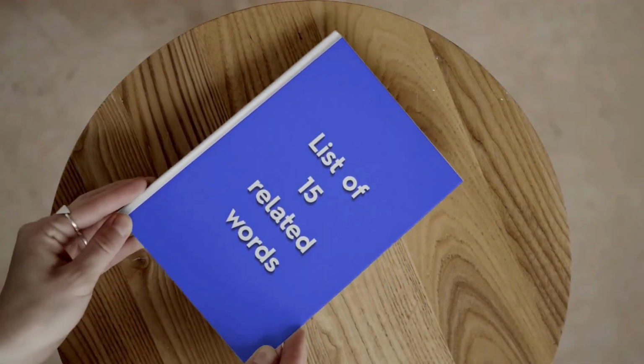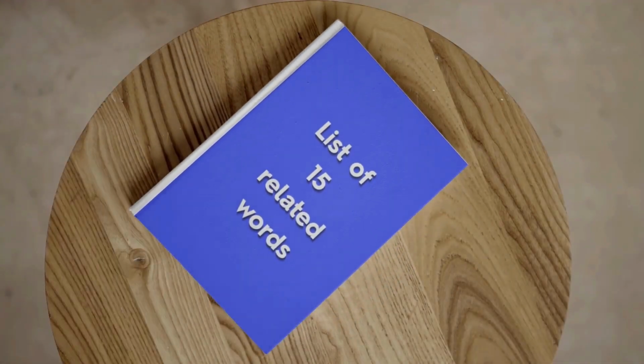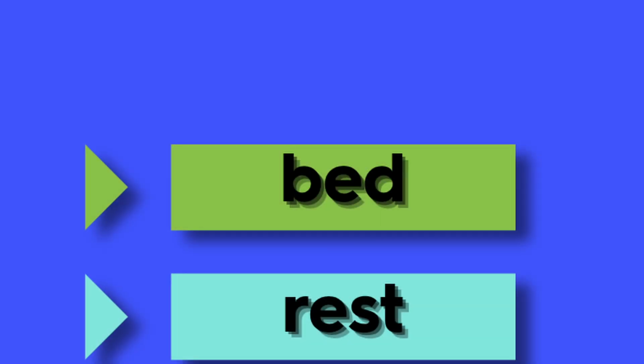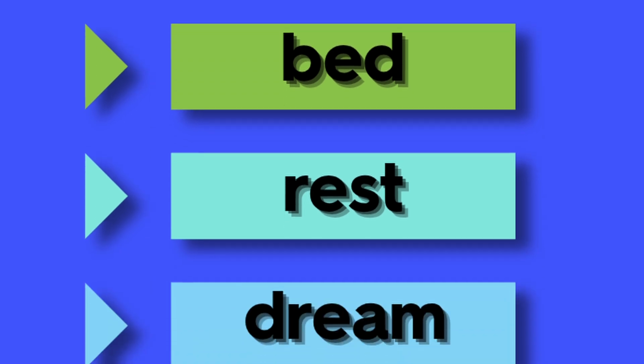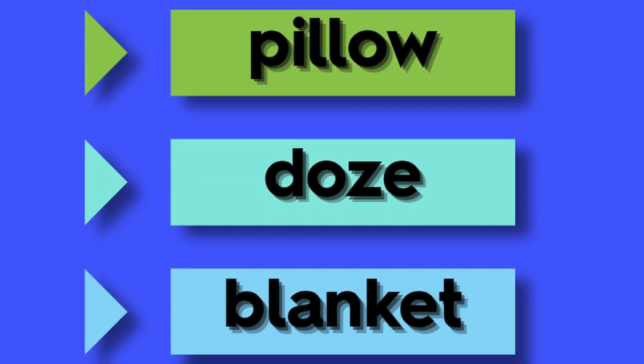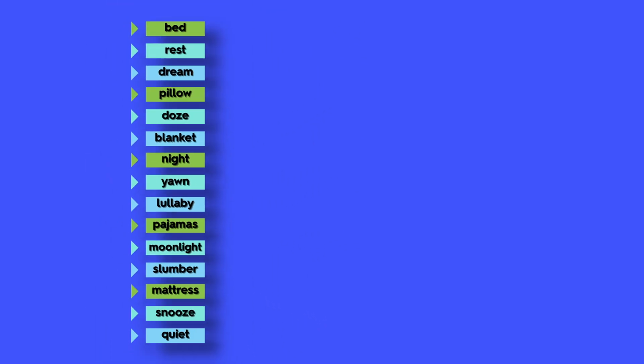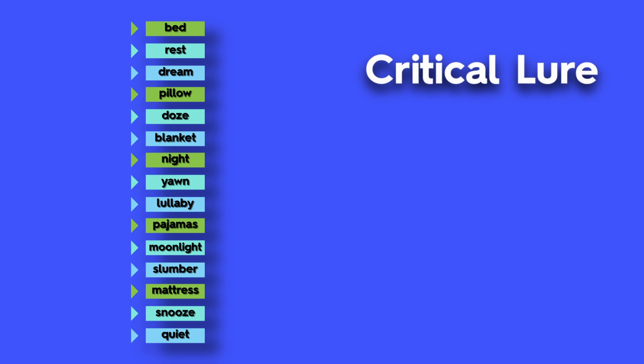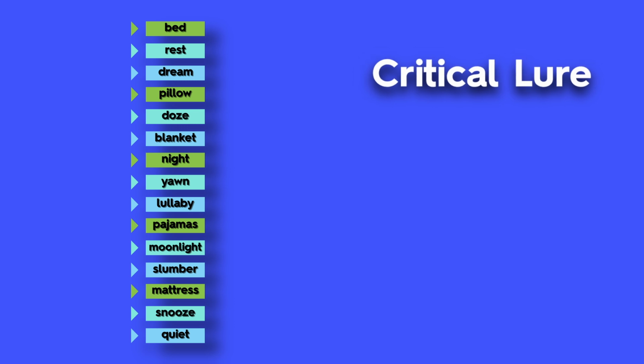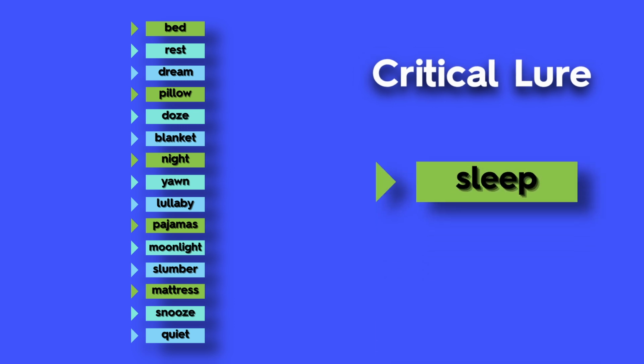Here's the setup. Participants hear a short list of related words, usually around 15. For example, bedtime words like bed, rest, dream, pillow, and so on. The strongest associate, or the critical lure, is left out. In this list, the lure would be the word sleep.